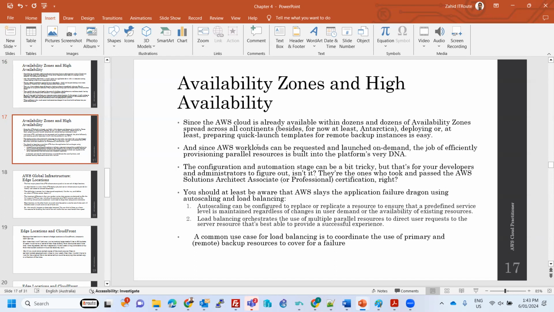It's talking about two things. One is availability zone. Availability zone means inside one region, you have two zones. If something fails, another one will work. That's one kind of availability we have.